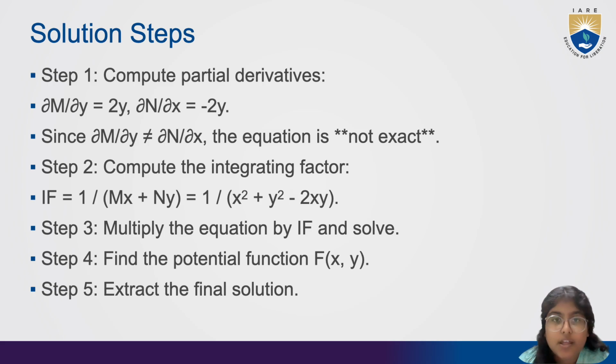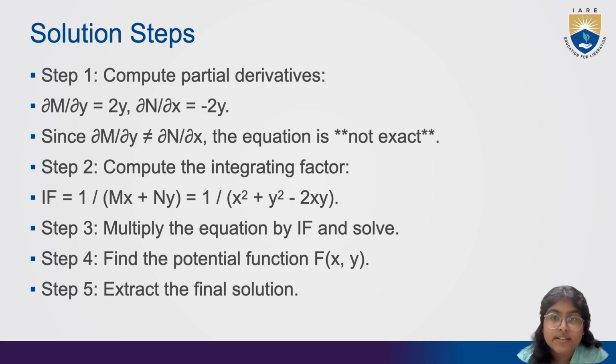we partially differentiate x² + y² with respect to y, through which we get ∂M/∂y = 2y. And now we partially differentiate −2xy with respect to x. On doing so, we get −2y. Hence, we can see that 2y is not equal to −2y, and hence ∂M/∂y is not equal to ∂N/∂x.